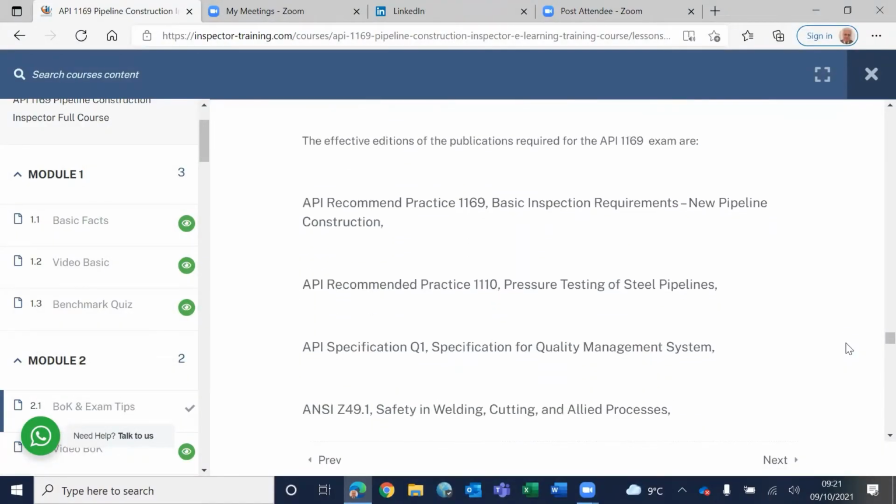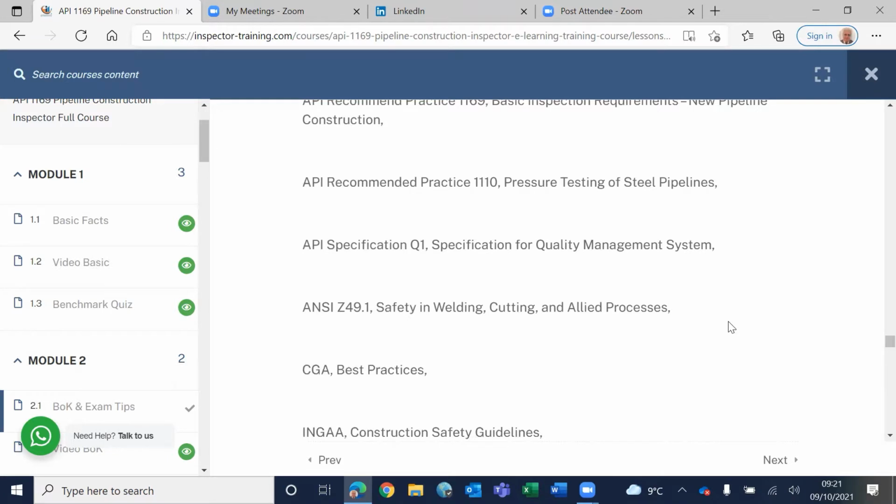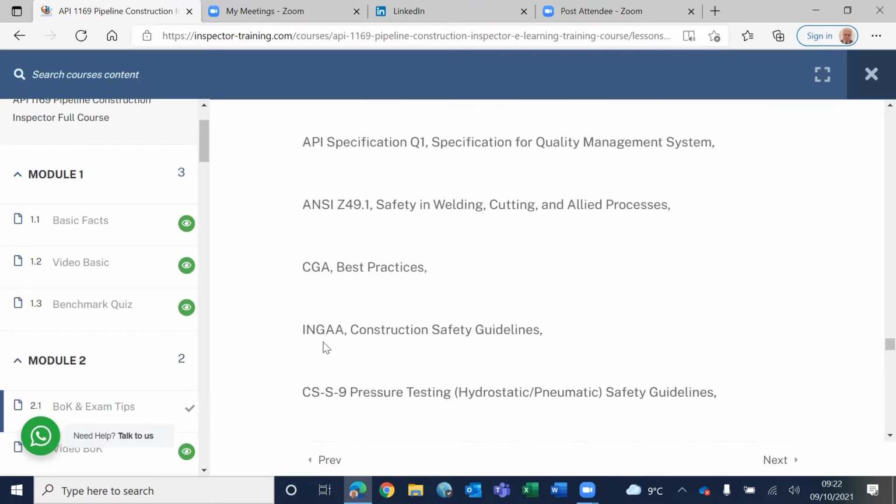So the body of knowledge is these documents. I'll go through them: API 1169, 1110, Spec Q1, Z49.1, safety in building cutting. There are a lot of questions coming from here, so you should be focused on that. Common Ground Alliance best practices, and INGAA, Interstate Natural Gas Association, construction safety guidelines, and so these two are very important.